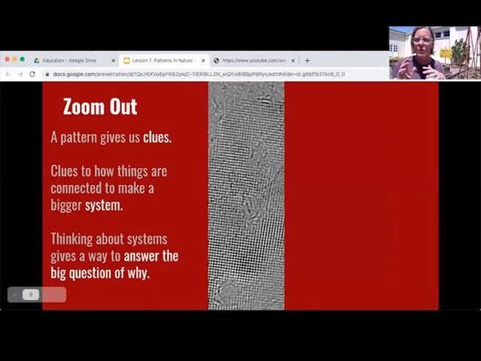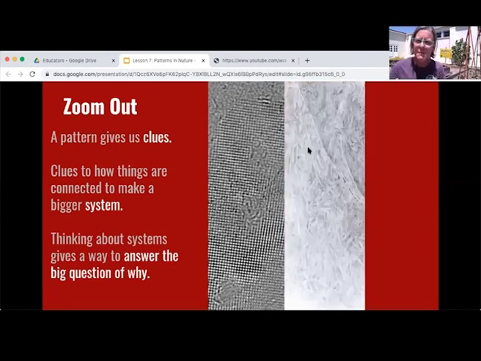All right, when we look at patterns for clues, sometimes we can zoom out or step back and look at those things in the picture of how they're connected to other things. For example, what do you think you see on your screen right now? Do you see in the center of the screen, there's all those little gray dots? It's hard to see what that is when we're zoomed in so close. So let's take a step back.